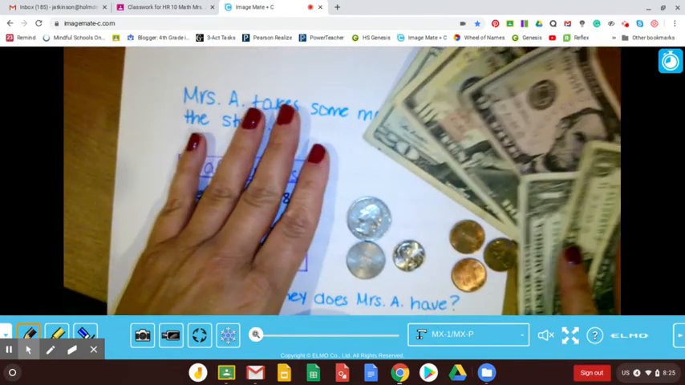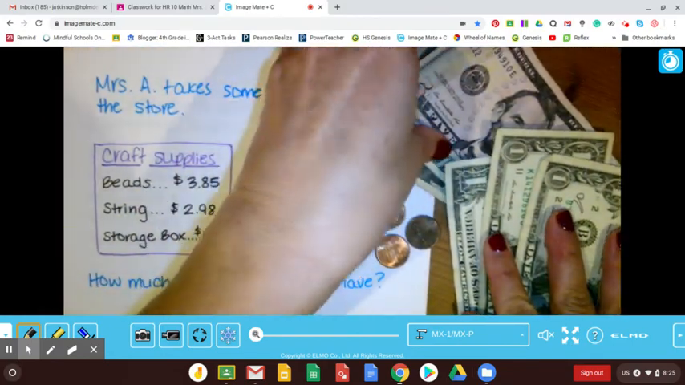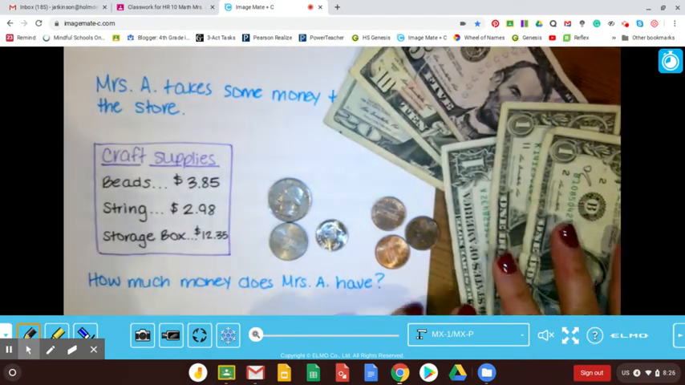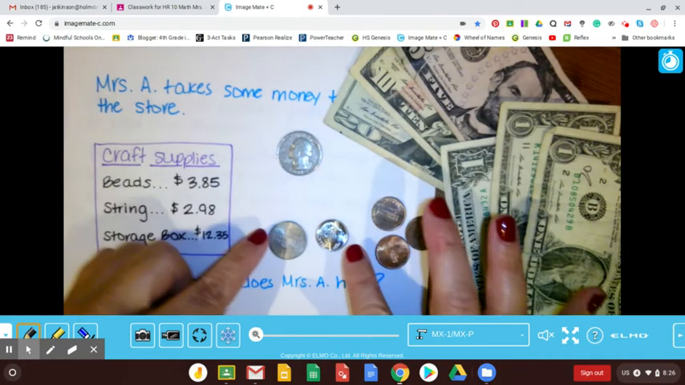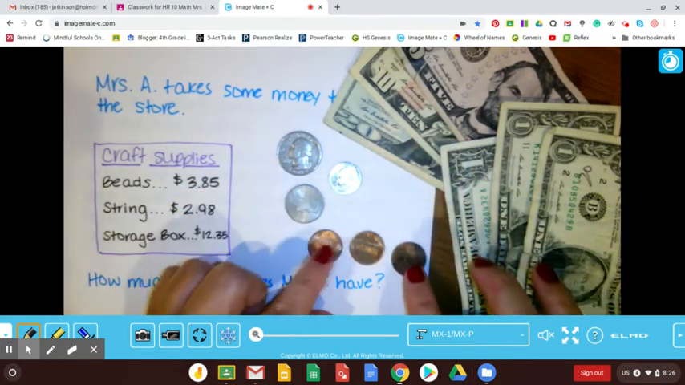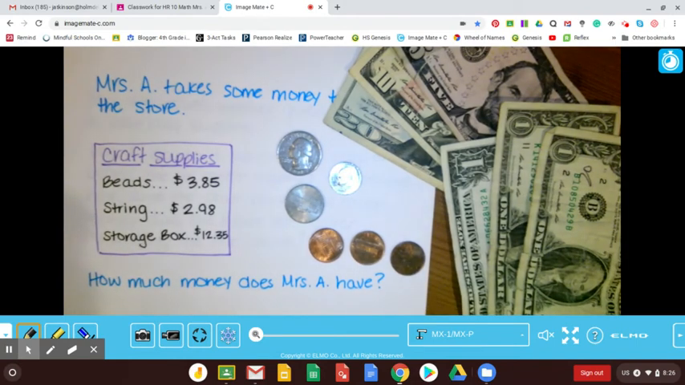I also have, let me see if I can get this in the picture a little bit better for you. So a 20, a 10, a 5, 3 singles. I have a quarter, 1 dime, 1 nickel, and then 3 pennies. So add that up.